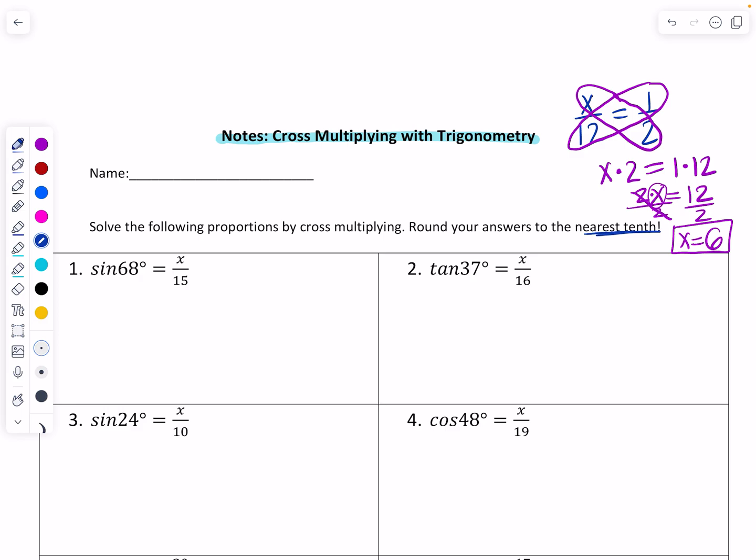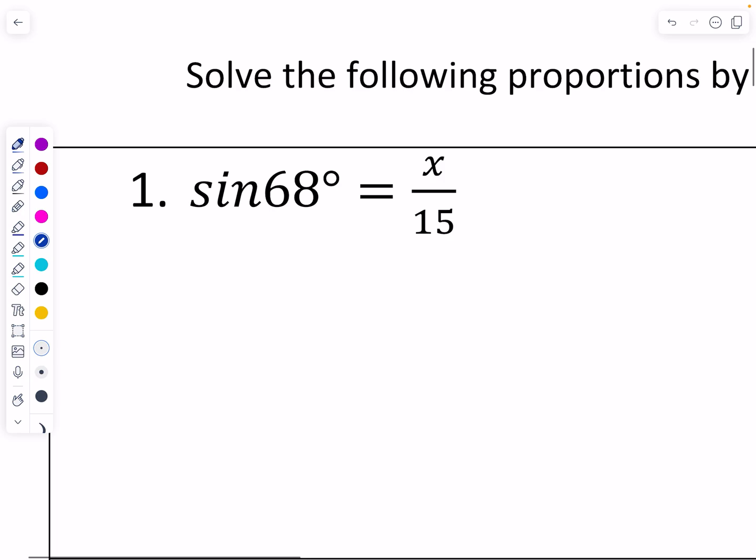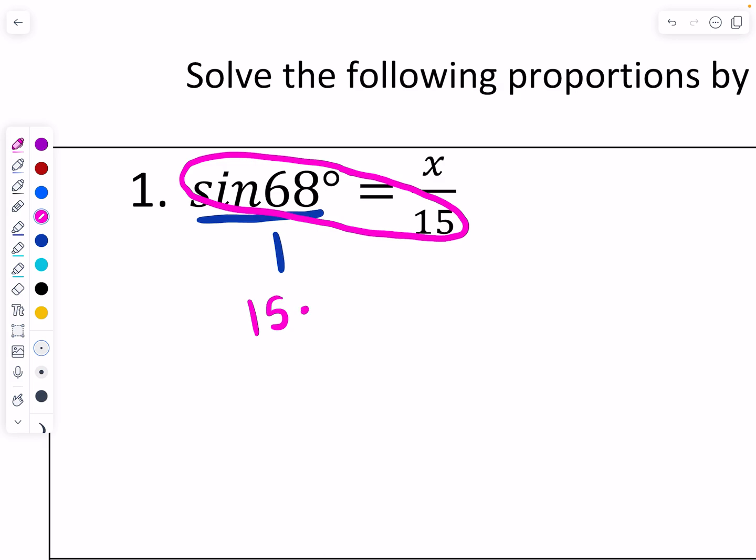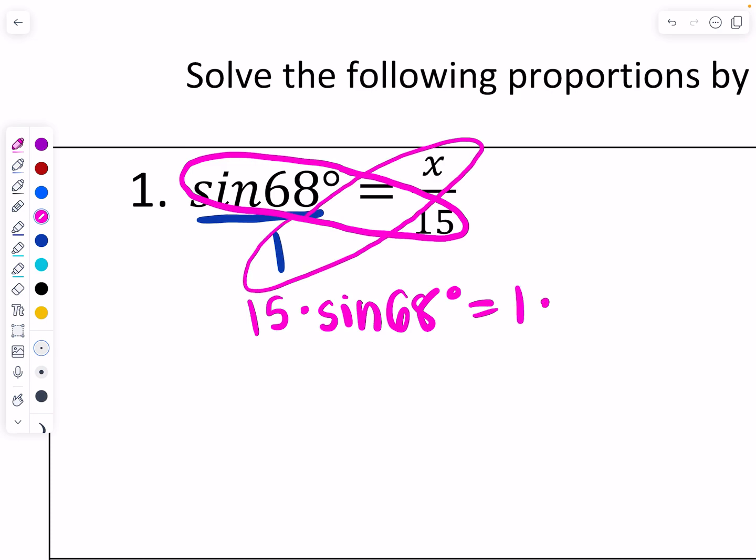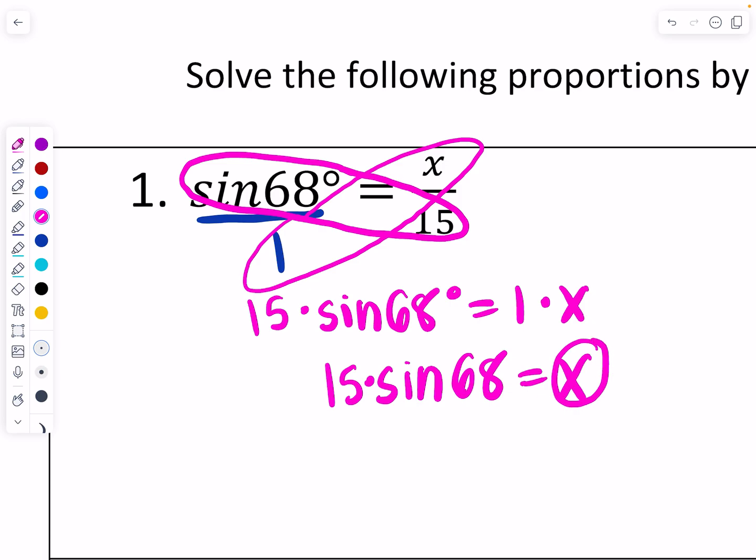When we look at this first one, we want to turn this into a fraction by putting it over 1. And so when we cross multiply, that is going to be 15, I'm going to put that number out front, 15 times the sine of 68 degrees. And we set that equal to 1 times x. 15 times the sine of 68, we're going to type that into our calculator in a minute. And that is going to be equal to 1 times x, which is just x. And so now x is by itself. And I'm going to type this into my calculator.